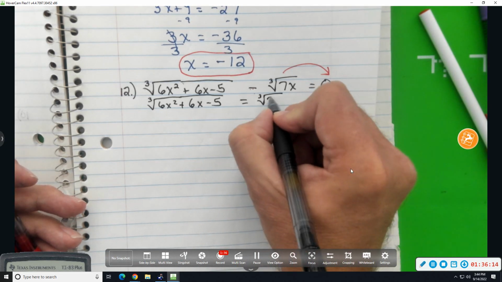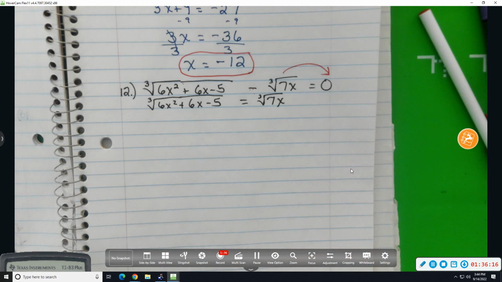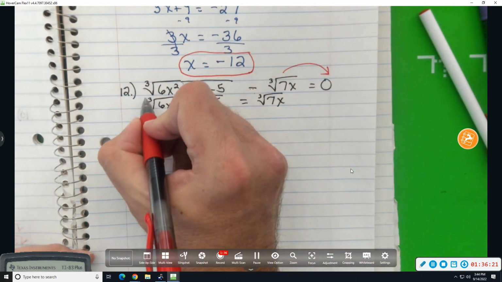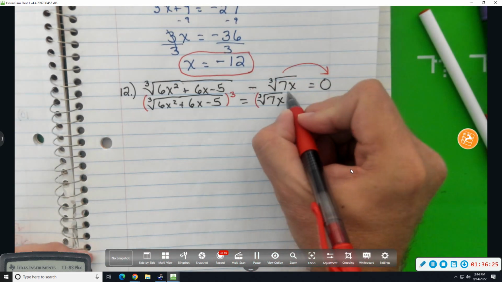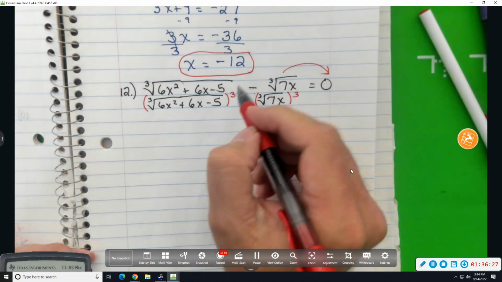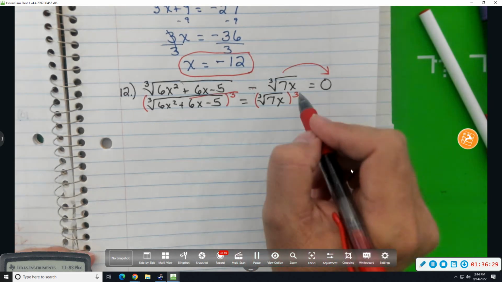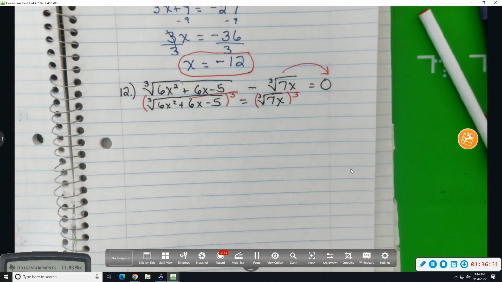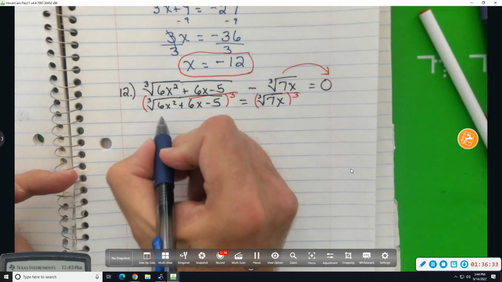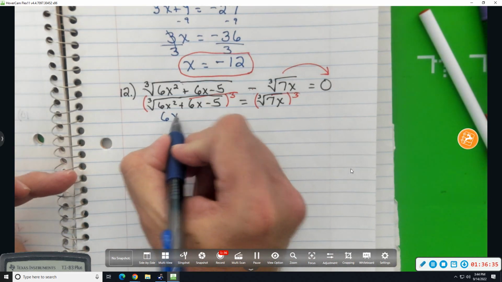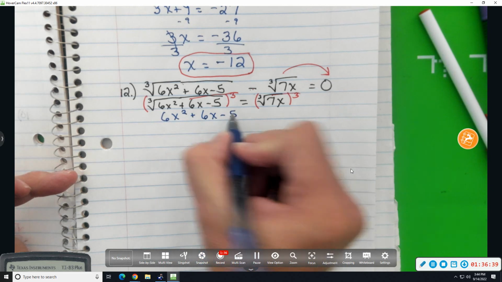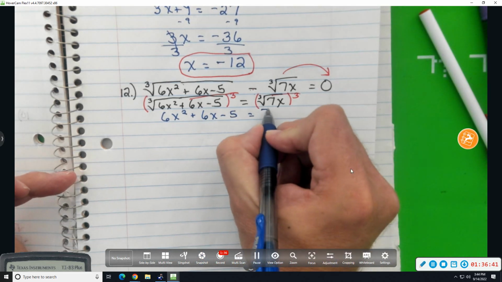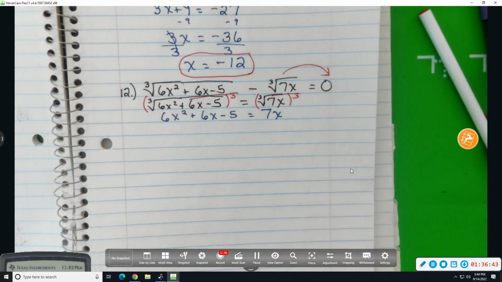So I'm writing it like this, and then cube both sides. It's going to look like all I'm doing is just dropping the radical, doesn't it? Because the cube and the cube root cancel. And we have a quadratic equation. 6x squared plus 6x minus 5 equals 7x.